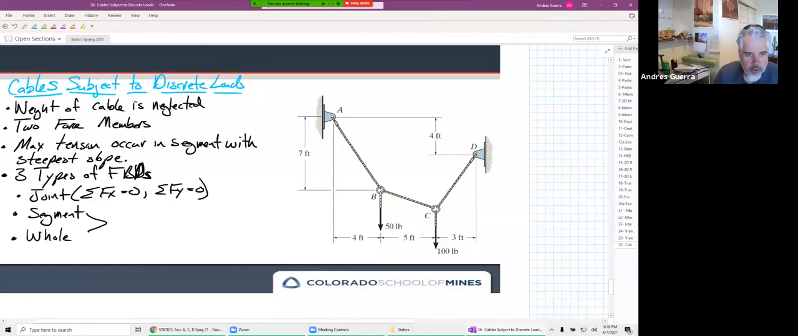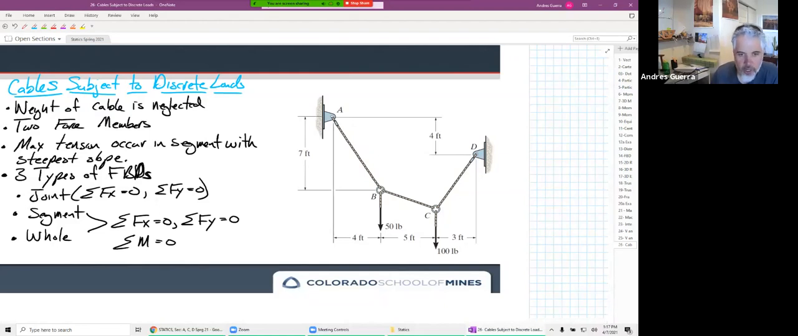And so for these 2, we have sum of forces in the X for both segments and the whole, sum of forces in the Y, and we have sum of moments equal to 0. So for segments and the whole, we can have FBDs that have 3 unknowns, not just 2 unknowns like for joints.